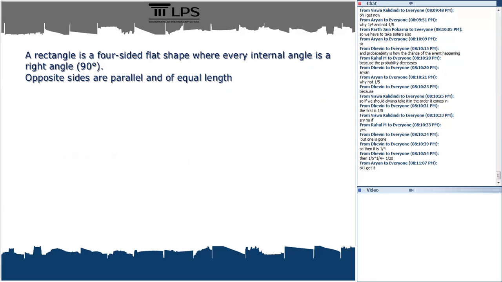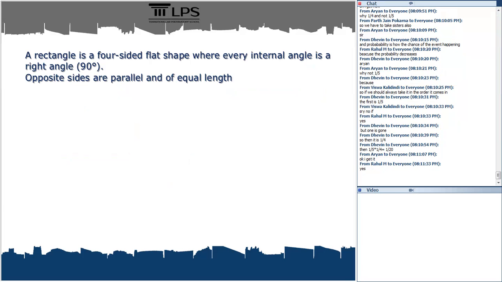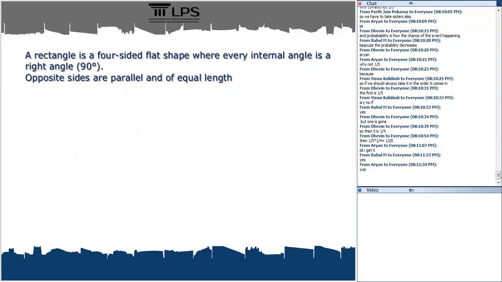Okay, this is not a question. I'm going to introduce you to another idea. It's a plane figure which is called a rectangle. Everybody knows that a rectangle is a 4-sided flat shape where every internal angle is a right angle, which is 90 degrees. Opposite sides are parallel and of equal length. This is how a rectangle looks.